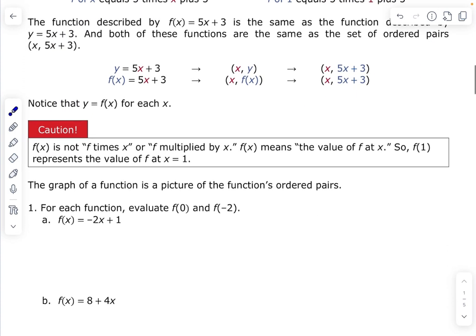And then there's just a caution here. We pronounce this as f of x. It does not mean f times x or f multiplied by x. It is just f of x.